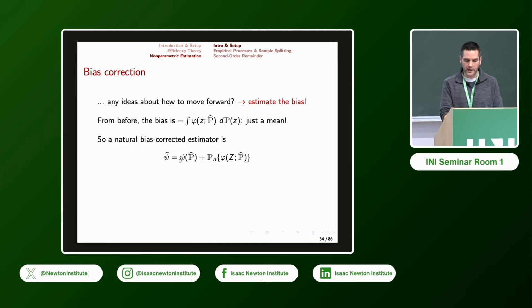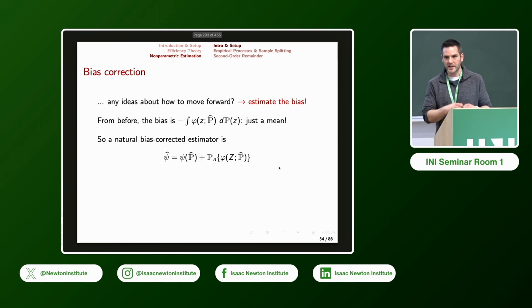So we just take our plug-in estimator and subtract off an estimate of the bias, which was negative this expectation. I just take that expression from the Taylor expansion, which was a mean, and replace it with a sample average. And then I have something I can actually compute from the data. It's a sample average of the estimated influence function.